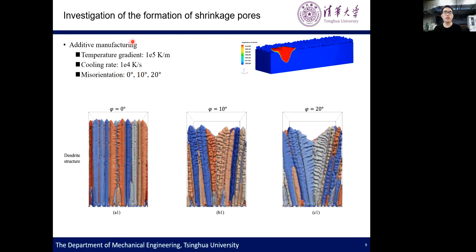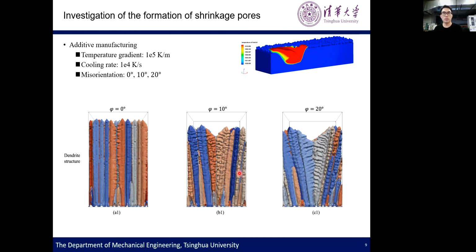To investigate the formation of these two types of shrinkage pores, we run several simulations using a temperature gradient of 10^5 Kelvin per meter and a cooling rate of 10^4 Kelvin per second. The temperature gradient and cooling rate come from thermal fluid simulation results. To investigate the two types of shrinkage pores, we use different misorientations: 0, 10, and 20 degrees.